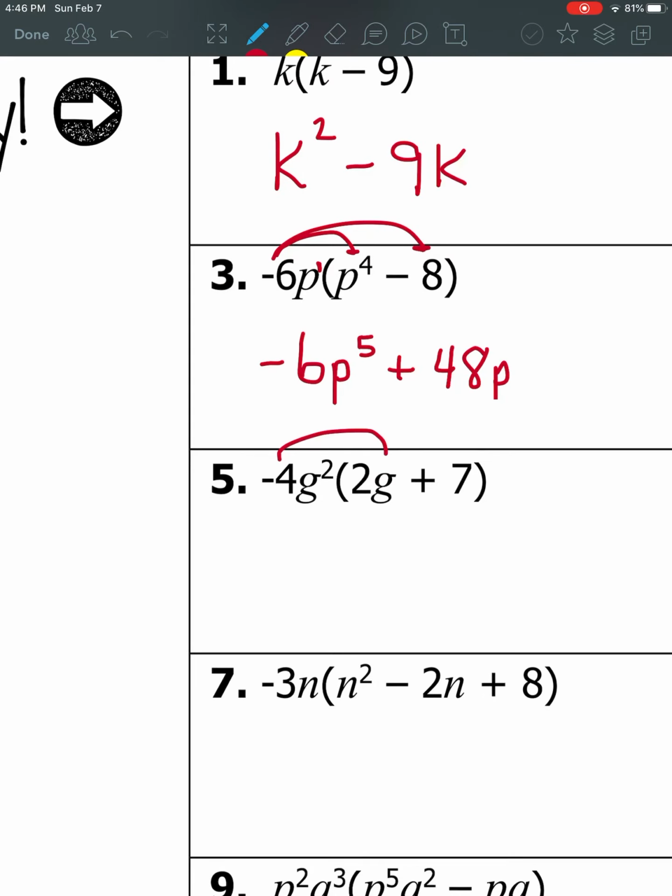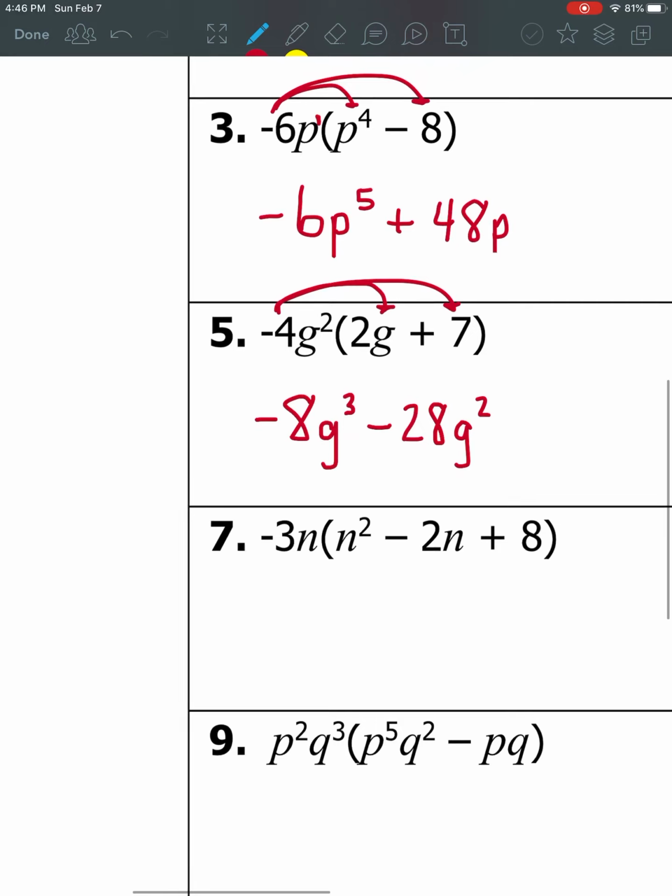Negative 4g squared, and we're going to distribute that. So negative 4 times 2, we get negative 8. G squared times g, so we have g cubed. And then negative 4g squared times 7, so we're going to get negative 28, and then g squared stays as it is.